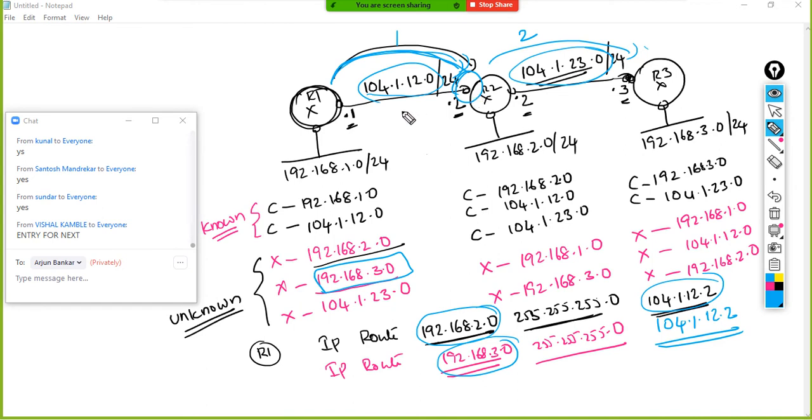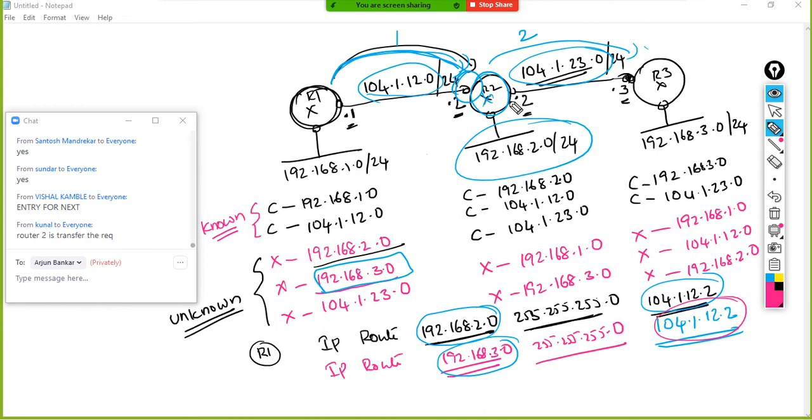But my question is, if you want to reach 192.168.3, you are saying go to router 2, right? But router 2 doesn't connect to the 3 network. Then how is it going to forward it? Help me out, guys. For example, in the router 1 routing table, you wrote one route: to reach the 192.168.3 network, you can go via 104.1.12.2, which is my router 2 IP. Right, guys?